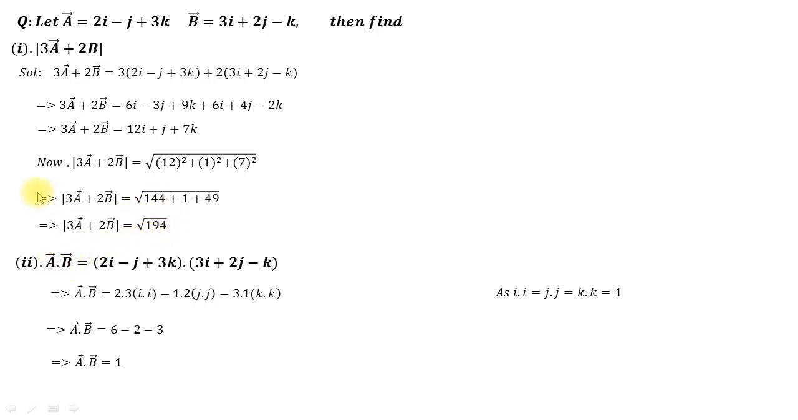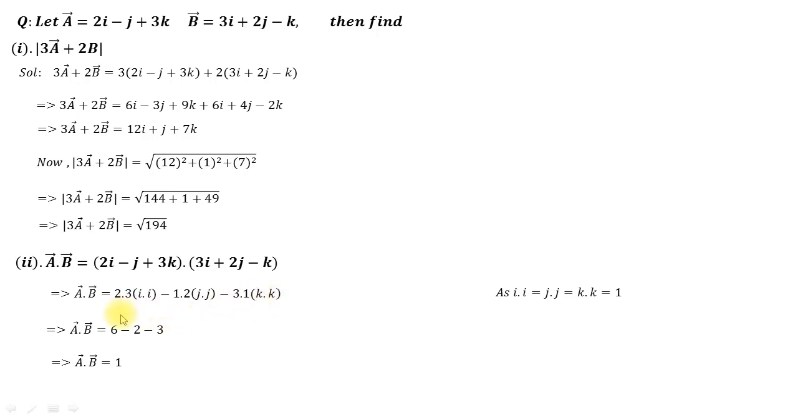Now the second part of this problem is a dot b, to find the scalar product of these two vectors. So this is vector a dot, this is vector b, multiplying the corresponding components, because we know that i dot i is equal to 1 and i dot j will be equal to 0. So we only multiply the corresponding components: 2 dot 3 into i dot i, and minus 1 dot 2 j dot j, minus 3 dot 1 into k dot k.